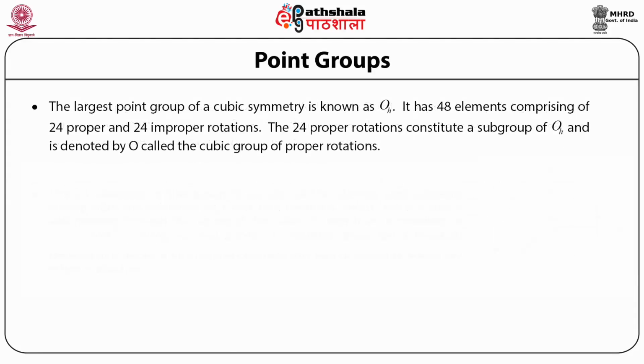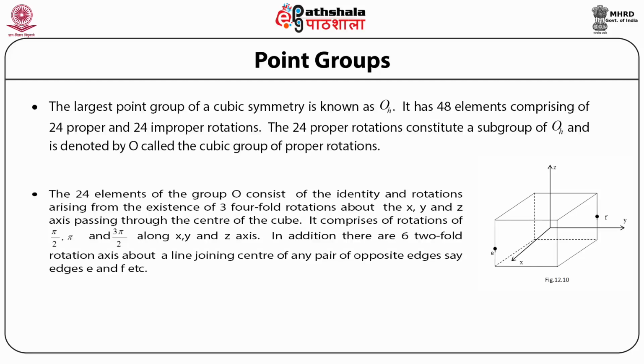The largest point group of cubic symmetry is known as OH. The group OH has 48 elements. What are these 48 elements? These 48 elements consist of 24 proper and 24 improper rotations. The 24 rotations constitute a subgroup of OH and is denoted by the symbol O, which is called the cubic group of proper rotations. Now, what are the 24 elements of the group O?